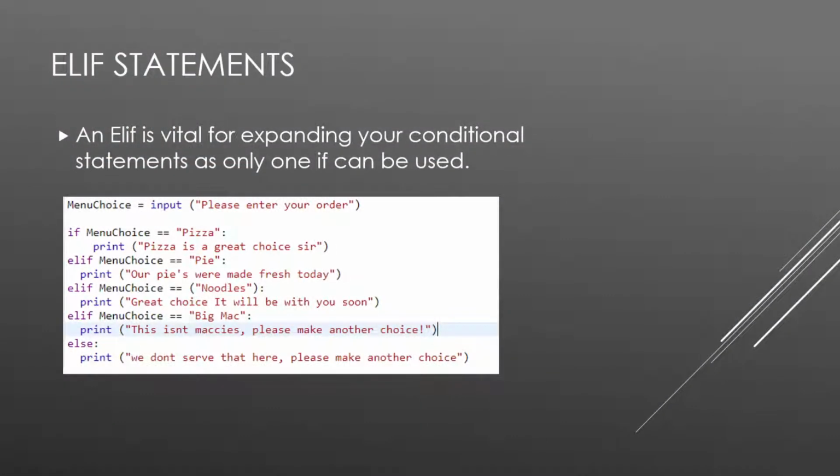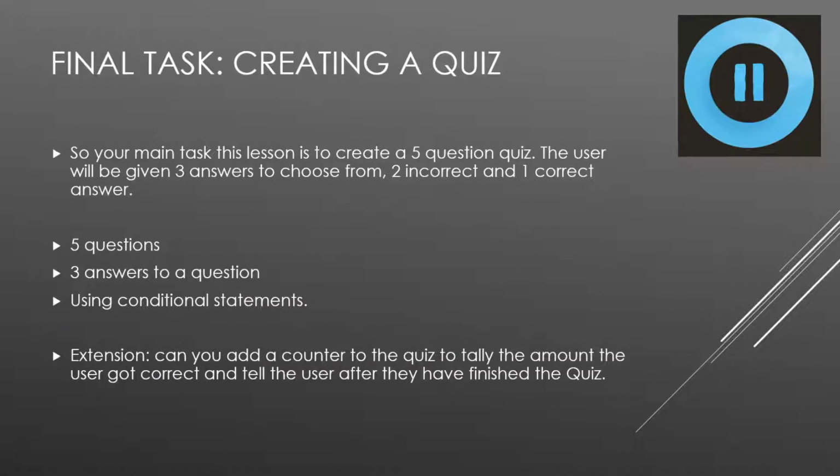So if I switch back to the main presentation, the main task you're going to be doing today, which you should be spending the majority of the lesson doing, is creating this quiz. So what I want you to do is create a 5-question quiz. And the user will be given 3 answers to choose from, like a normal multiple choice quiz. 2 of those answers will be incorrect, and there'll be 1 correct answer. Again, you should be creating these using conditional statements.